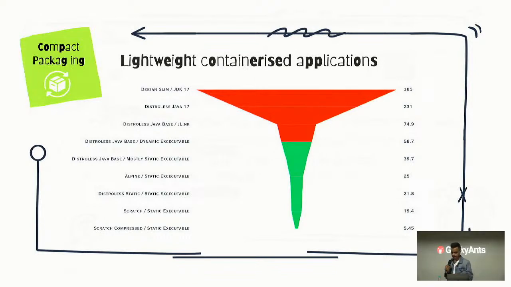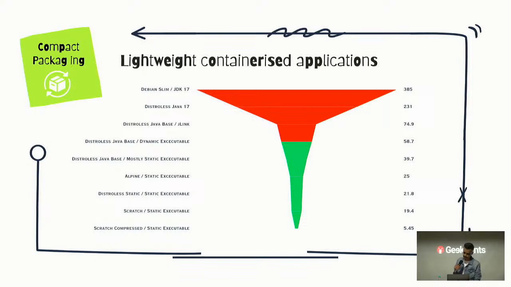So first you can see, I have separated the values with two colors: red is for JVM and green is for GraalVM. In the first line you can see Debian, they have used Debian Slim and JDK 17, and the jar produced had a size of 385 MB. Then they used distroless Java 17 and it got reduced to 231. Those are JVM use cases I'm saying.